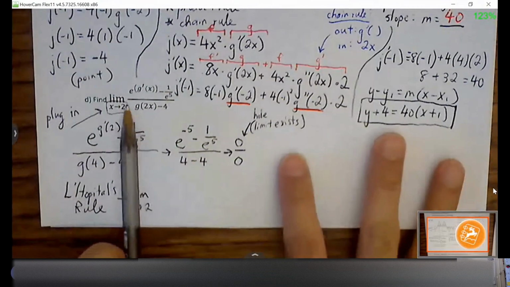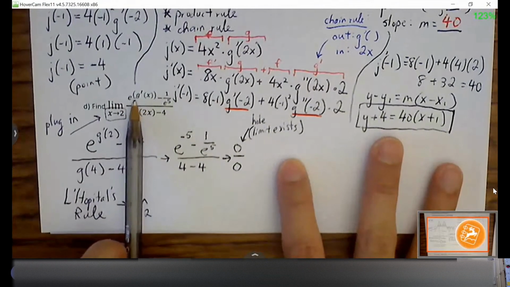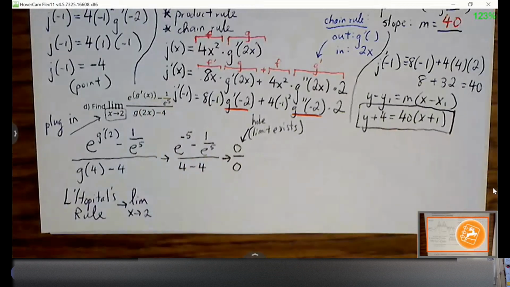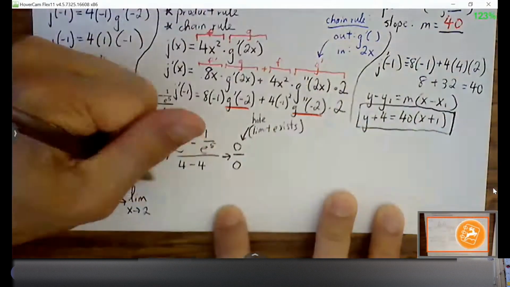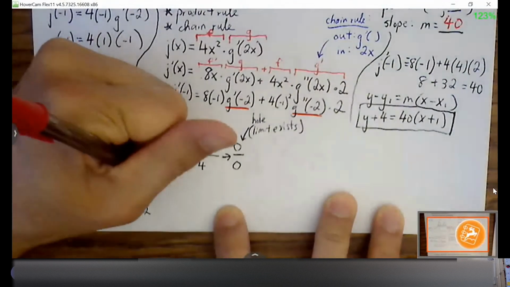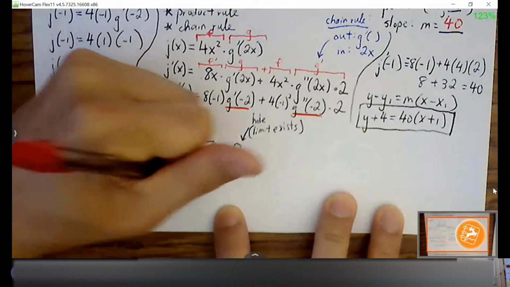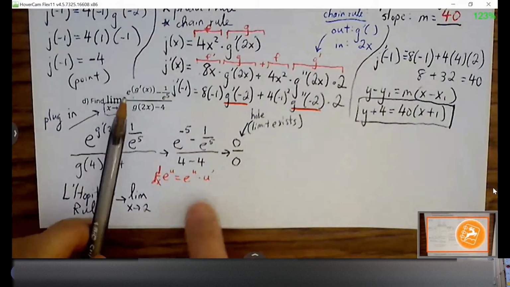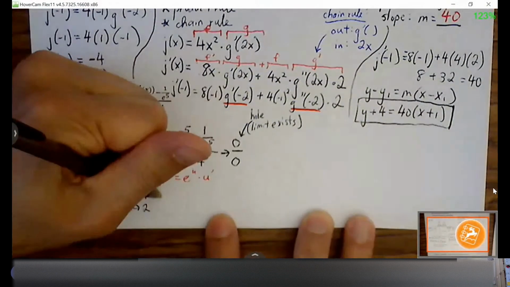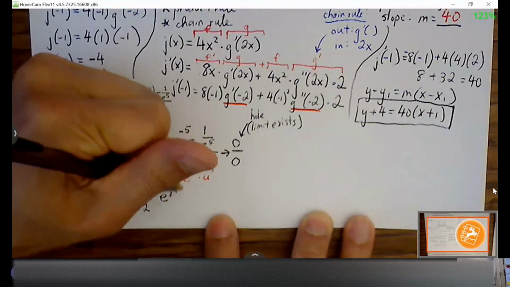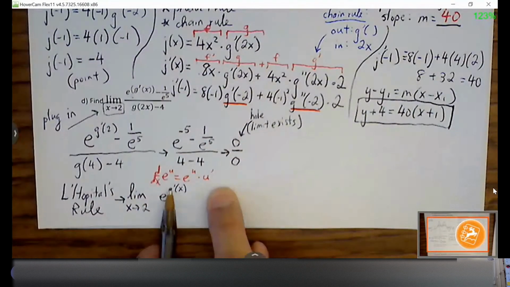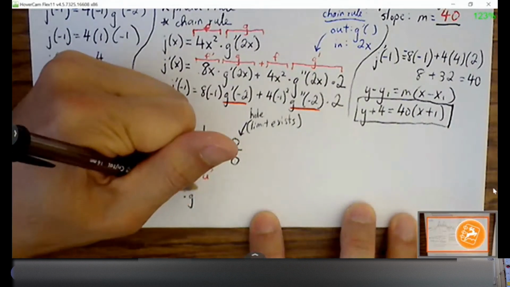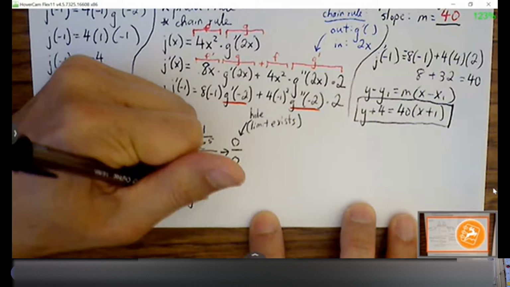Okay. So we need to find the derivative of each of these terms. Now, as a reminder, the rule for e to the u is e to the u times u prime. So if we follow that rule there, that means e to the g prime becomes e to the g prime times what? What's the derivative of g prime? G double prime, right?